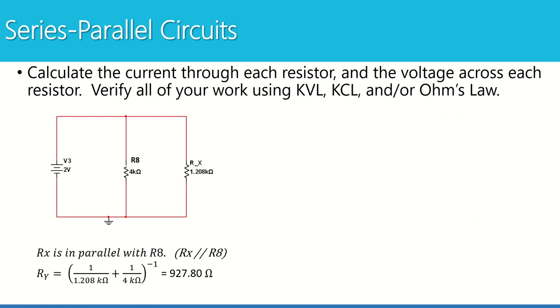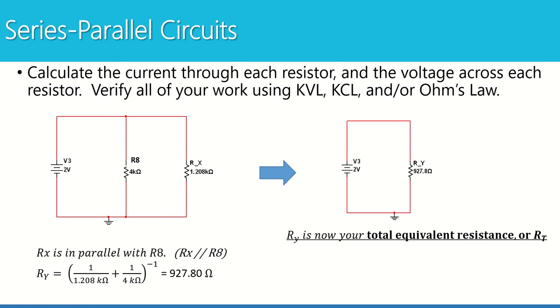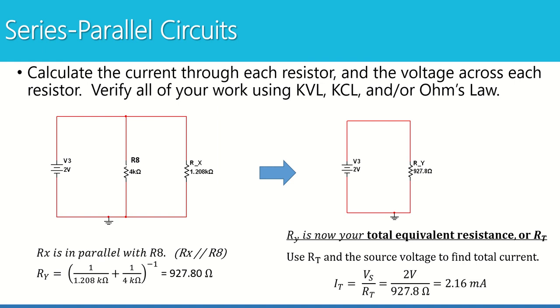Now I can see that R8 and Rx are in parallel with each other. They each have their own path, and I can use the formula for parallel resistors to combine those together. So R8 and Rx are in parallel. Combine them together, and you get 927.8 ohms. Redraw your circuit. I see that I only have one resistance left, and that is my total equivalent resistance in my circuit. Now I'm going to use RT, my total equivalent resistance, and the source voltage to find the total current. And there's my total current.